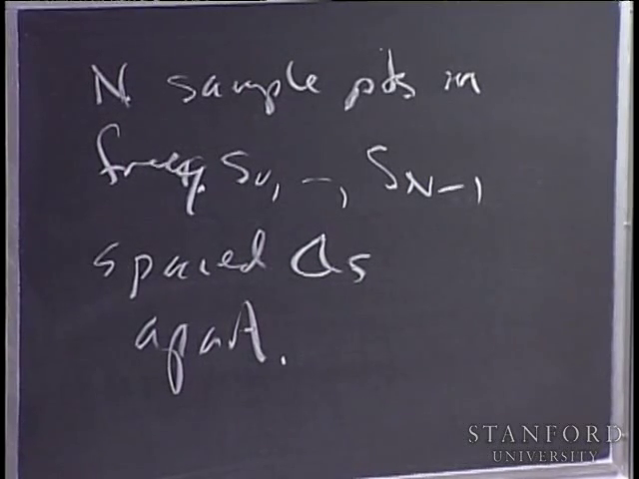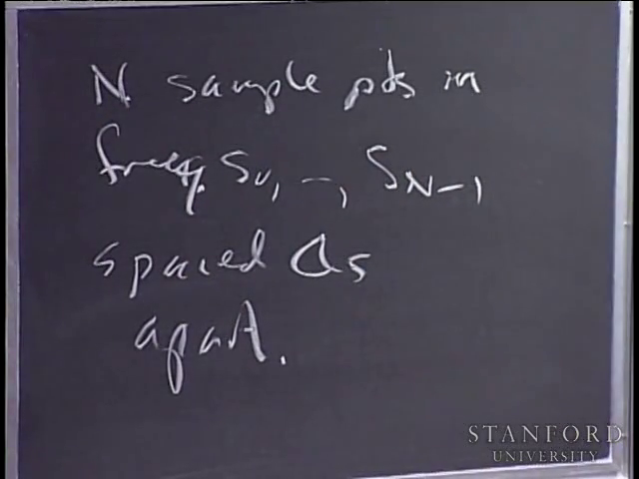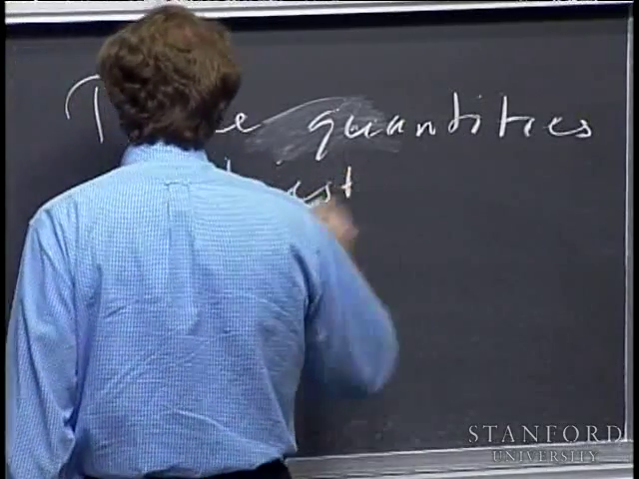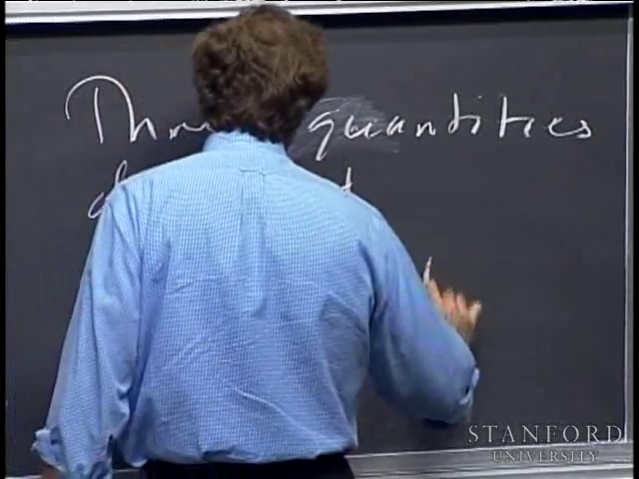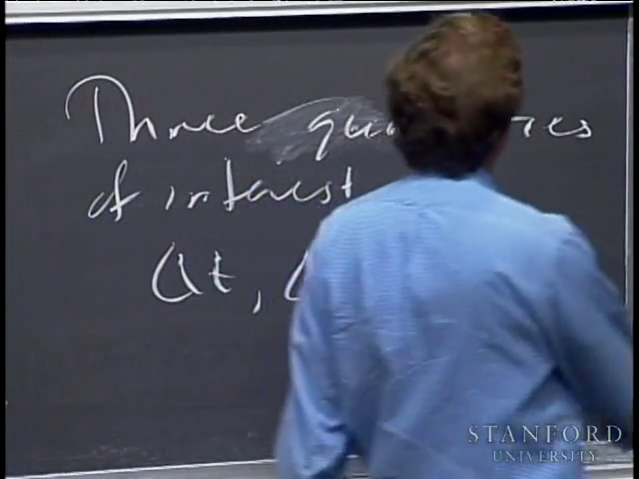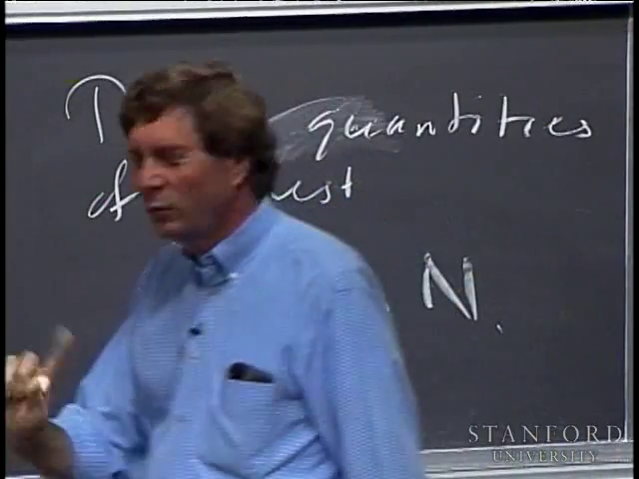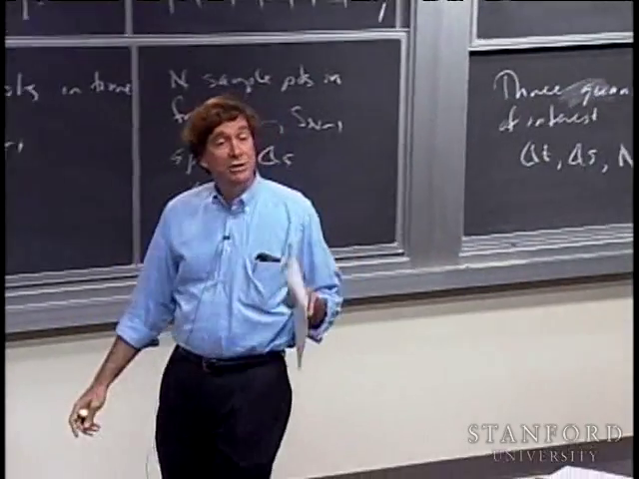There's the spacing in the time domain, the spacing in the frequency domain, and the number of sample points, n. And there's a relationship between them. So you have three quantities of interest: delta t, delta s, and n. And they're not independent. That's the important point. Let me remind you what the relationship is. I'm not going to go through the derivation again.